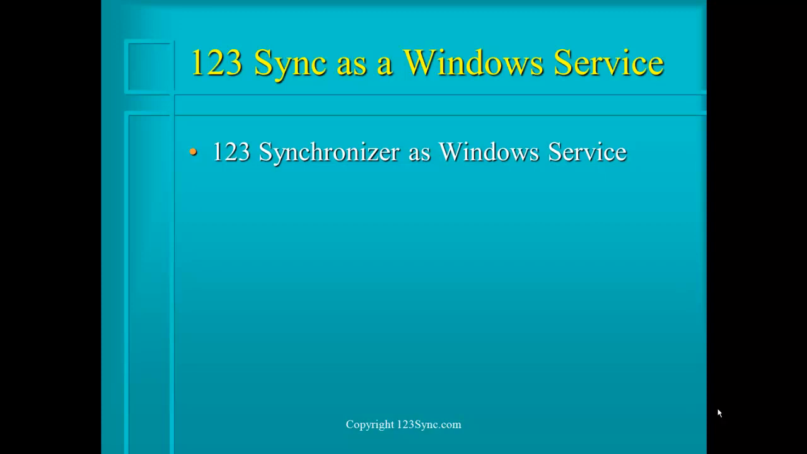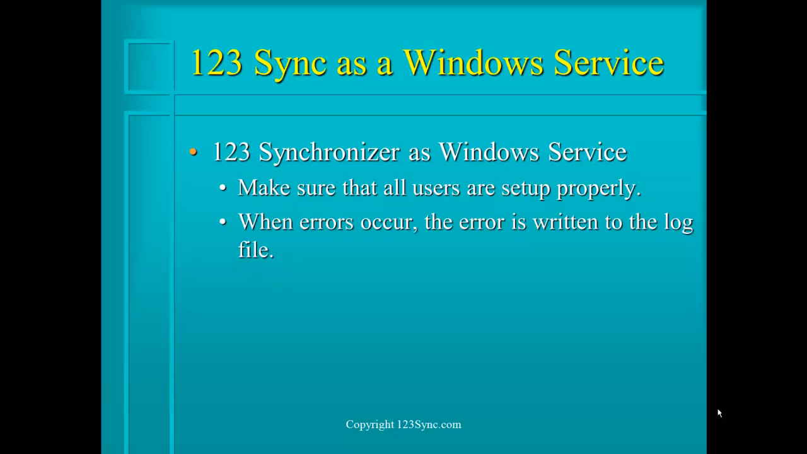This marks the conclusion of our demonstration on how to run 123 Synchronizer as a Windows service. Just to wrap it up, make sure that all the users are set up properly and that they sync properly using the interactive interface of 123 Sync before you go into a Windows service setup. If and when an error occurs, this error will be written to the log file. The log file is like the service diary. So you can open the log file and just look at it. Also make sure that the log file doesn't get too large and clear the log file every so often.